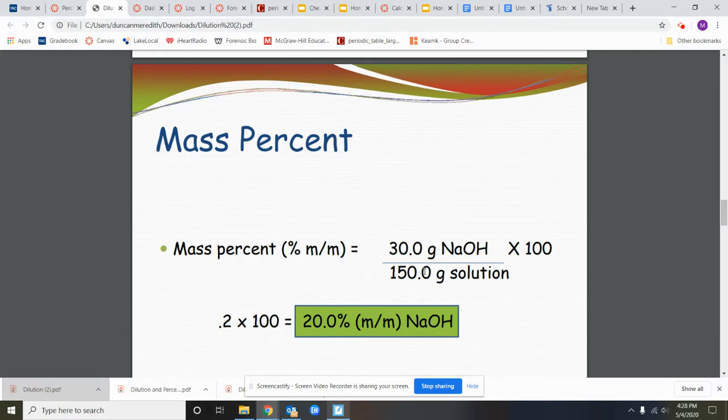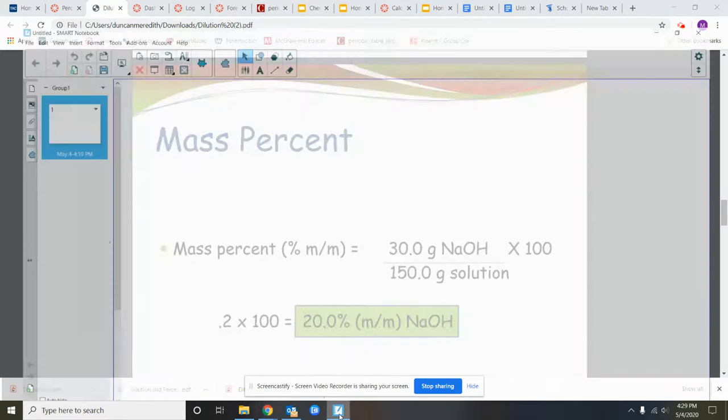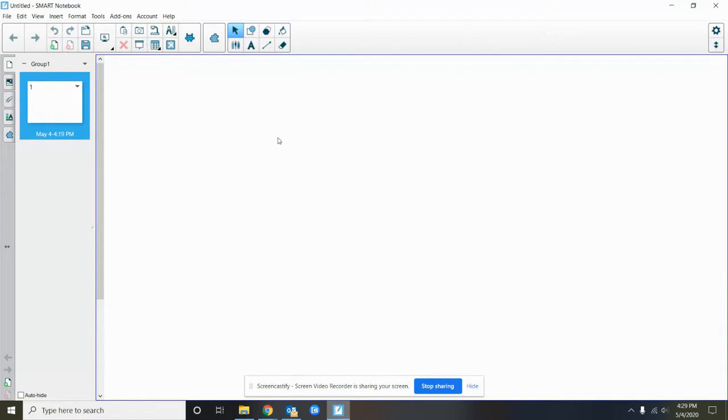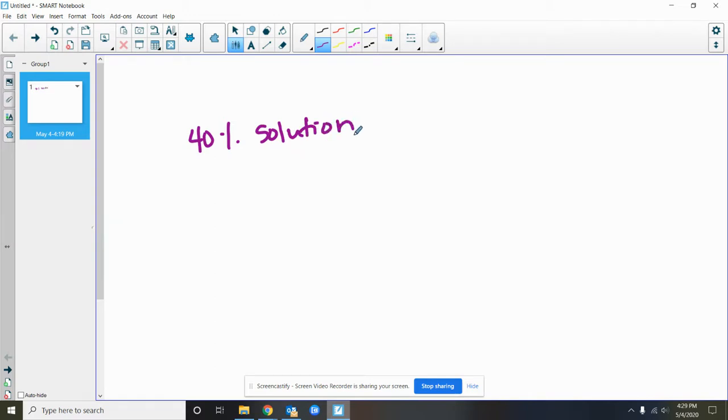You could also potentially solve for one of these. For example, I'm going to pull up a blank screen here and make up my own problem. Let's just say that I have a 40% solution, and that's my percent, and I want to know the amount of solute in 300 grams of solution.